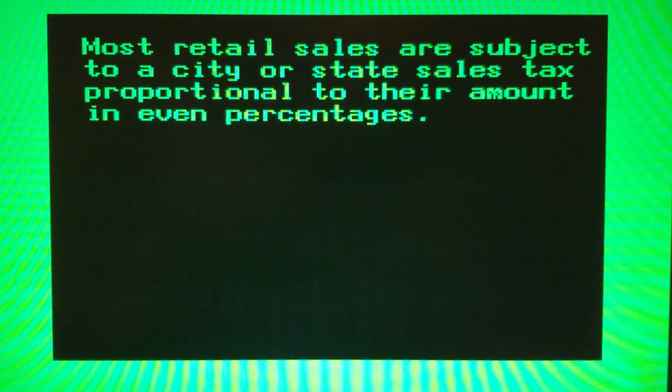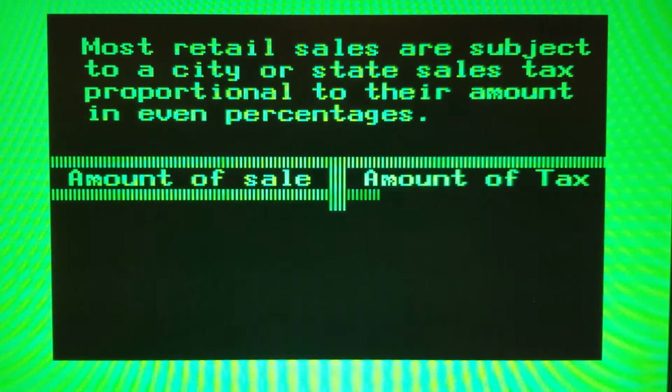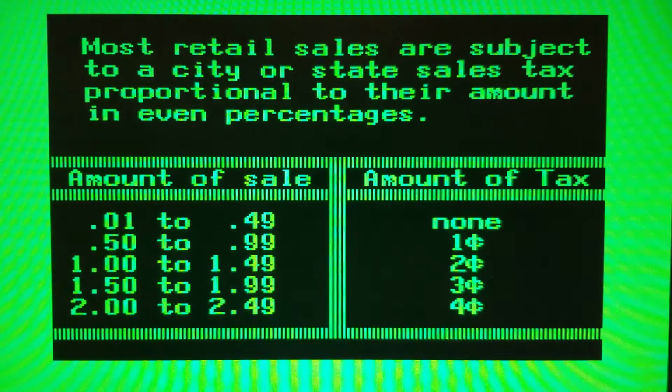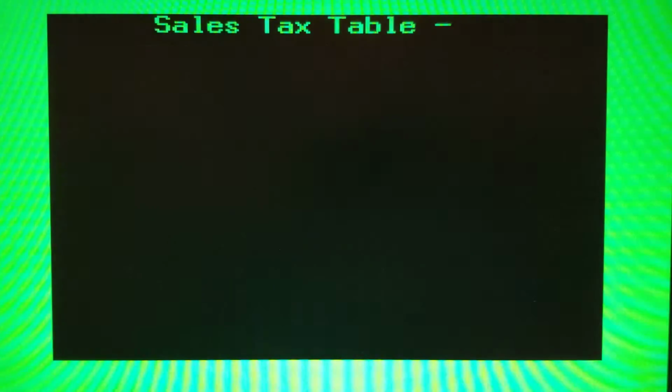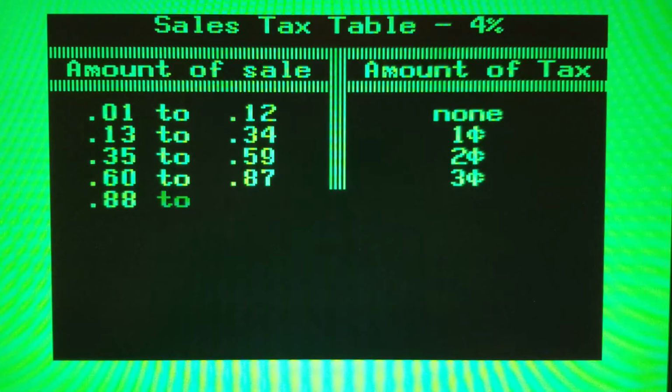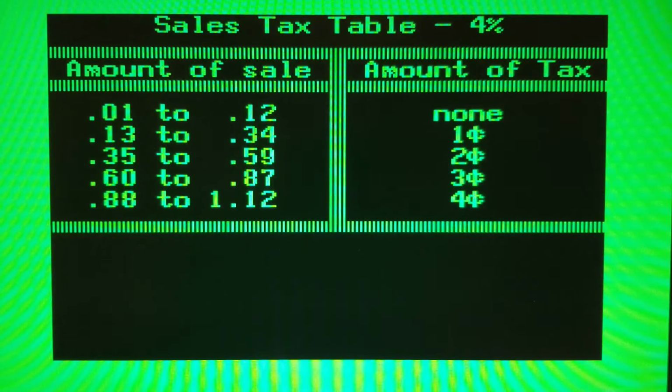Most retail sales are subject to a city or state sales tax proportional to their amount in even percentages, such as 2%, 3%, 5%, and so on. The salesman does not charge fractions of a cent, so a table is provided showing the number of cents charged for various fractions of a dollar. This table for charging 4% retail sales tax for amounts less than $1 should be posted and probably memorized.